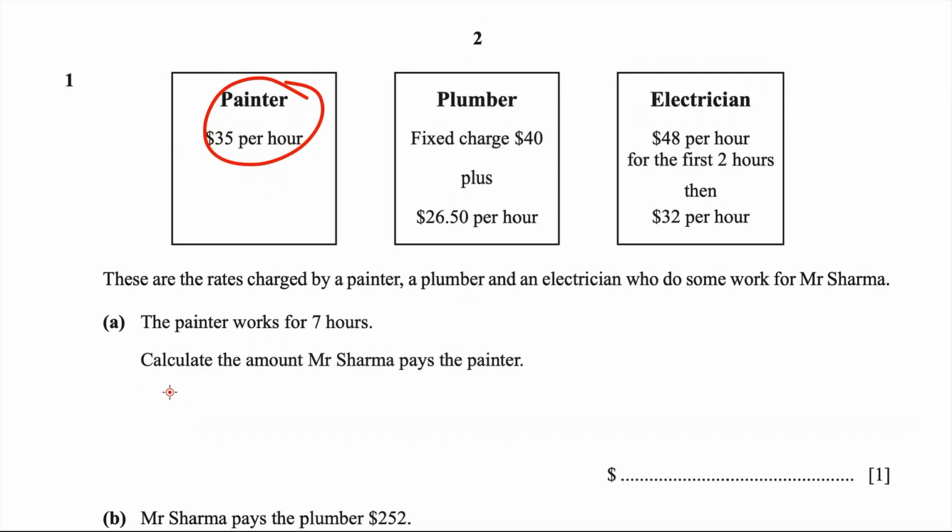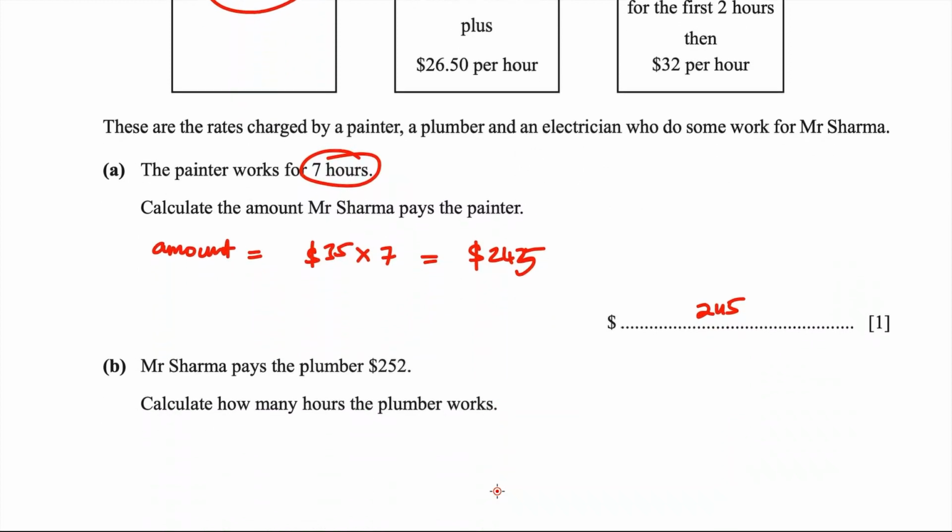For the painter it is very clear that he takes $35 per hour. So the amount would be equal to the hourly rate, which is 35, into the number of hours he has worked, which is 7. It is given here. So this is simply, sorry, 245. Just write here it's $245. Straightforward question.